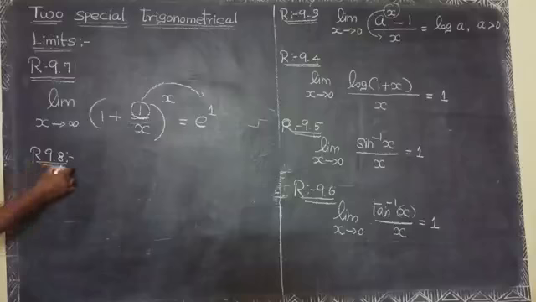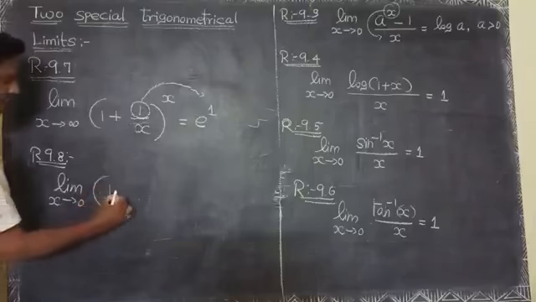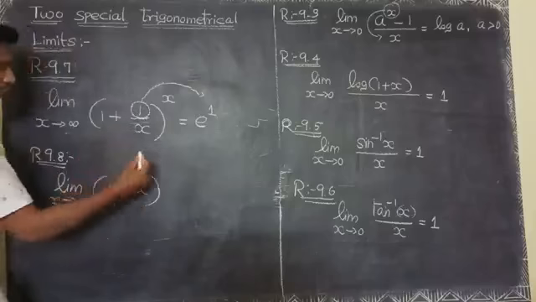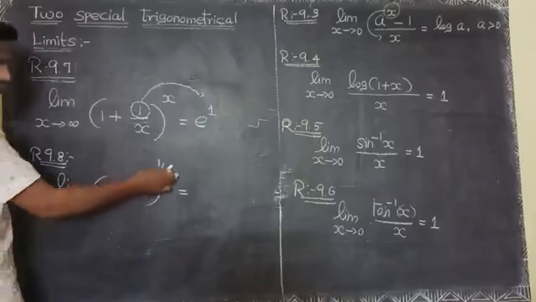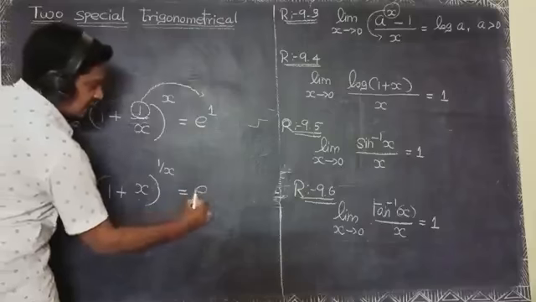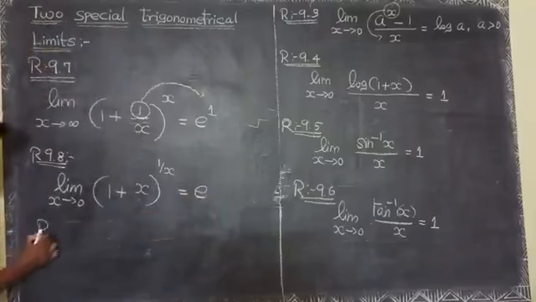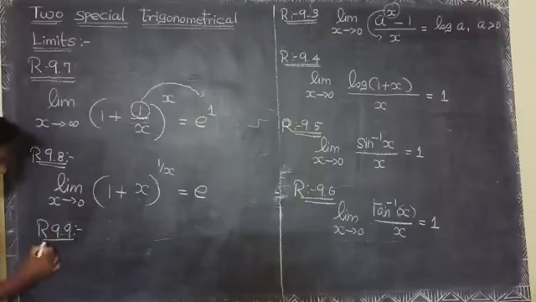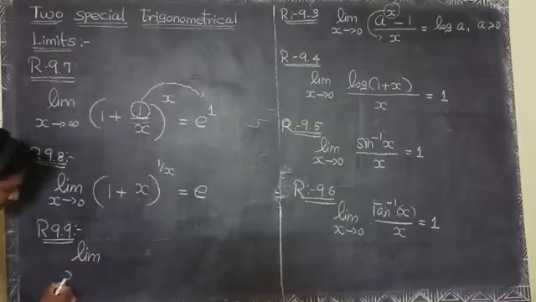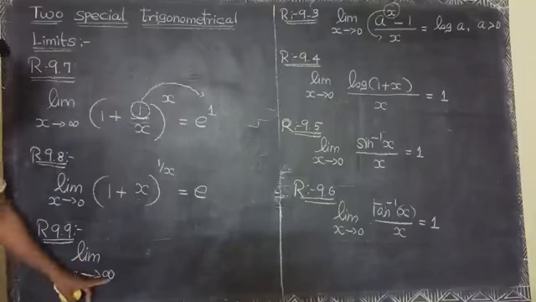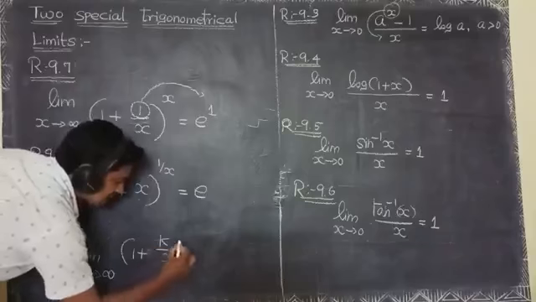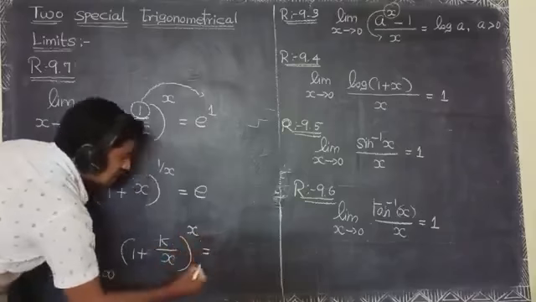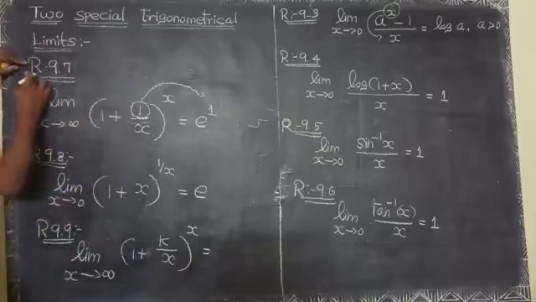Result 9.8: limit x approaches 0 of 1 plus x whole power 1 divided by x is equal to e. Result 9.9: limit x approaches infinity, that is, limits at infinity, of 1 plus k divided by x, whole power x, which is similar to result 9.7.